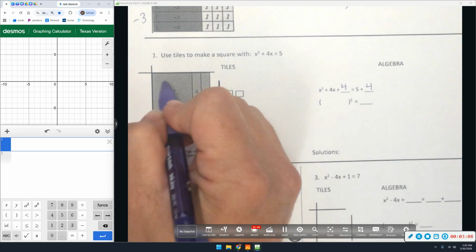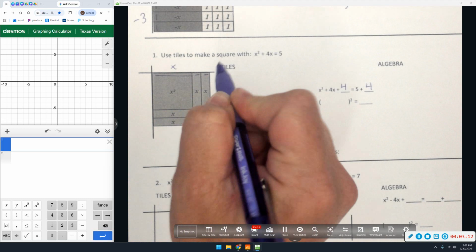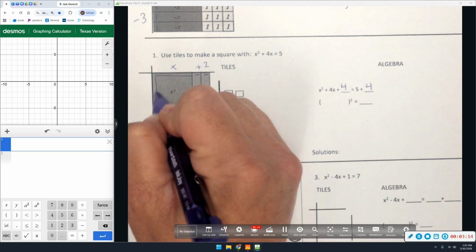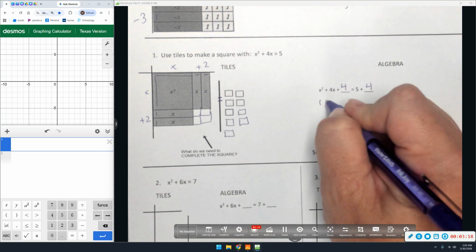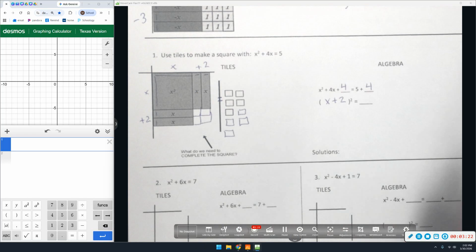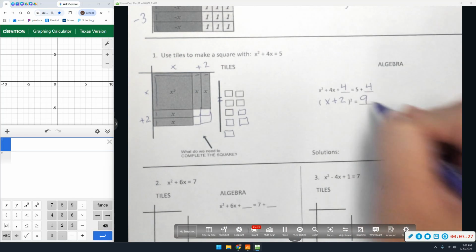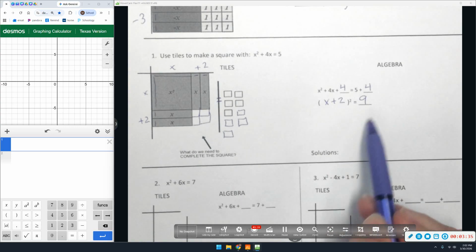Okay, well, what about this side? What is it? Well, I have a length of x, and then I have 2 positive singles, a length of x, and 2 positive singles. So I can write this as x plus 2 squared equals, well, what's 5 plus 4? 9. Any questions of that? That's what completing the square looks like.